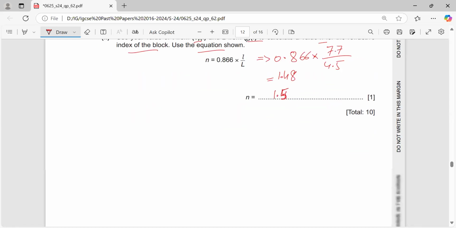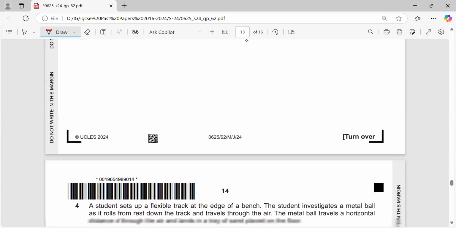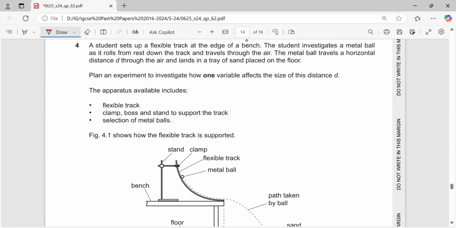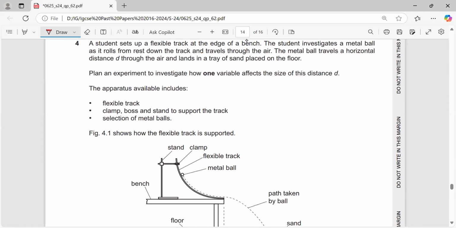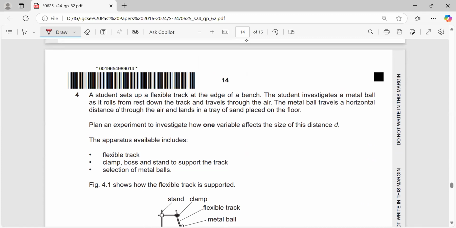Now, my dear friends, one question is still left, the planning question, and this question will be your homework. If you do it well, nice. If you do not do it well, inshallah, in the next session we will discuss it. So this is your homework from 22 to 2025.